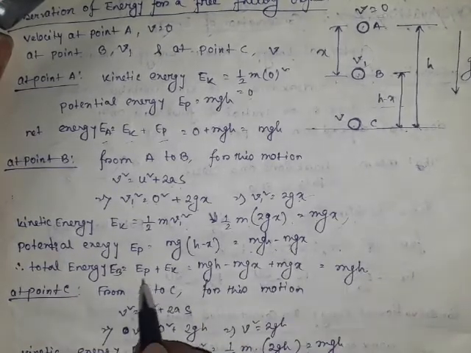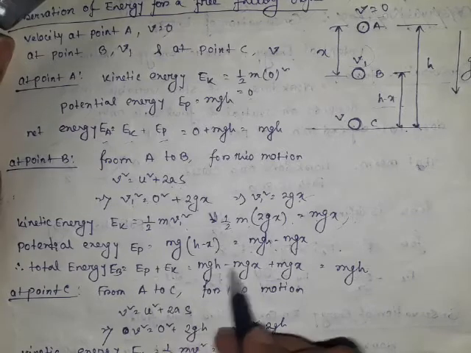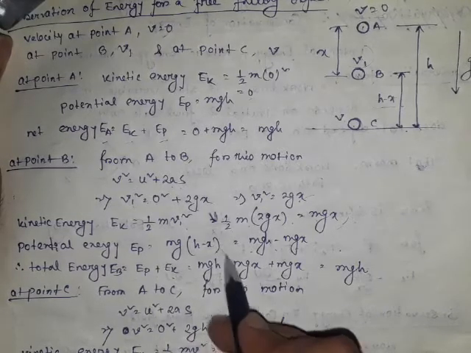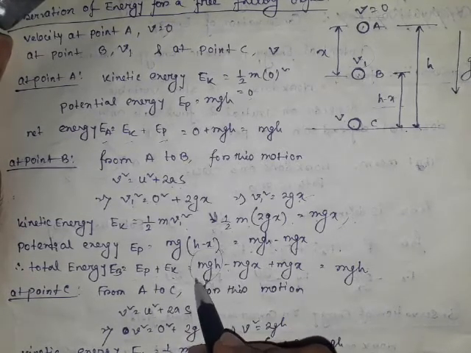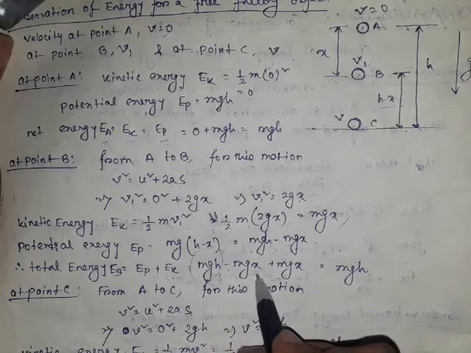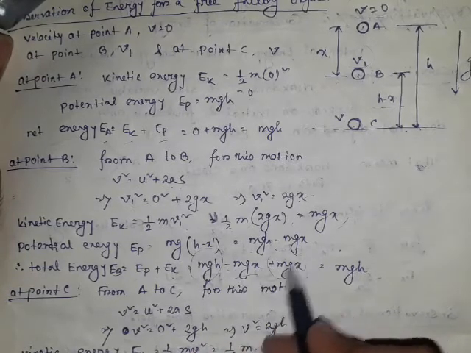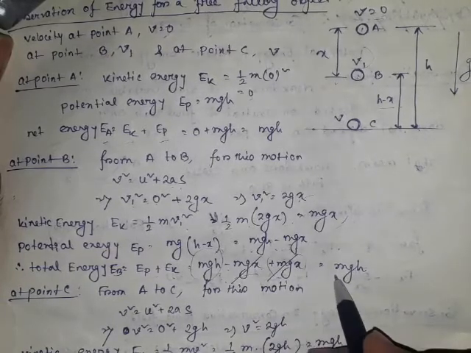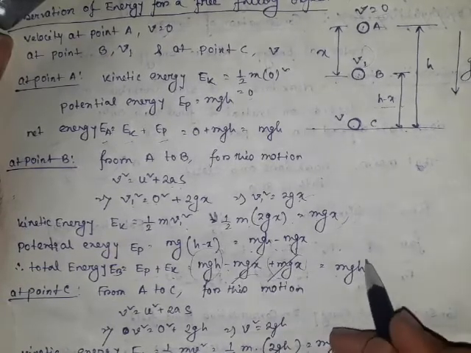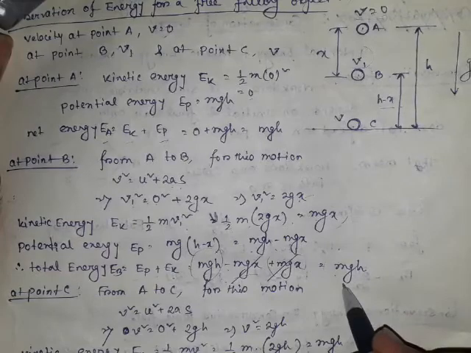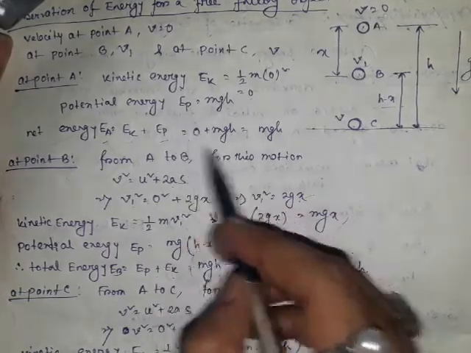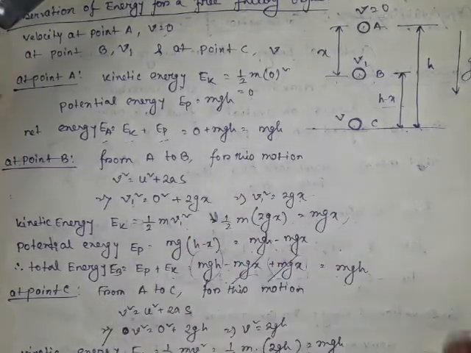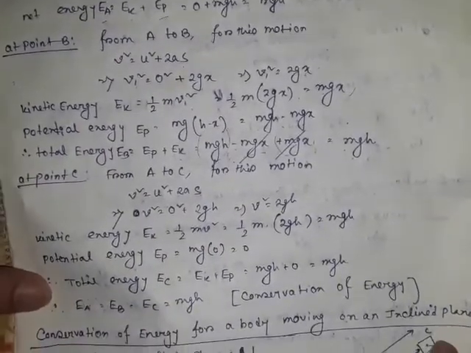Now the total energy will be Ep plus Ek, potential energy plus kinetic energy. The potential energy is mgh minus mgx, and the kinetic energy is plus mgx. So mgx and minus mgx cancel, and your final total energy will be mgh. So the total energy at B is exactly equal to the total energy at A. Okay. Now what about the point C?